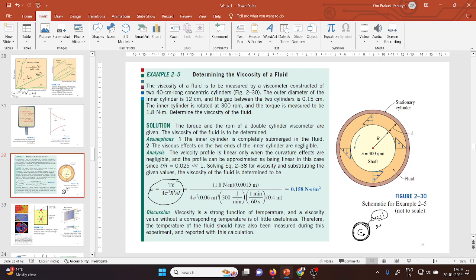Or if you want to calculate the glycerin viscosity, you put glycerin here and rotate, applying this formula. This formula is also derived based on lots of assumptions. So you will calculate the viscosity of glycerin, whatever. If you want to calculate any viscosity, you put it in between and rotate, calculate all these parameters, and then you can calculate all these things.